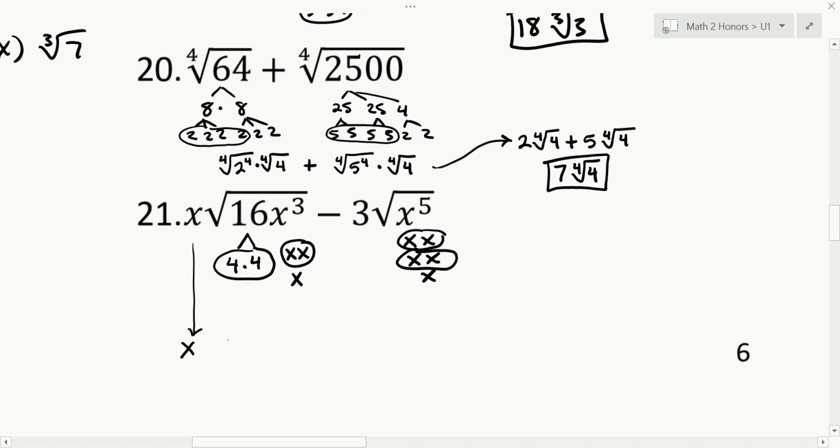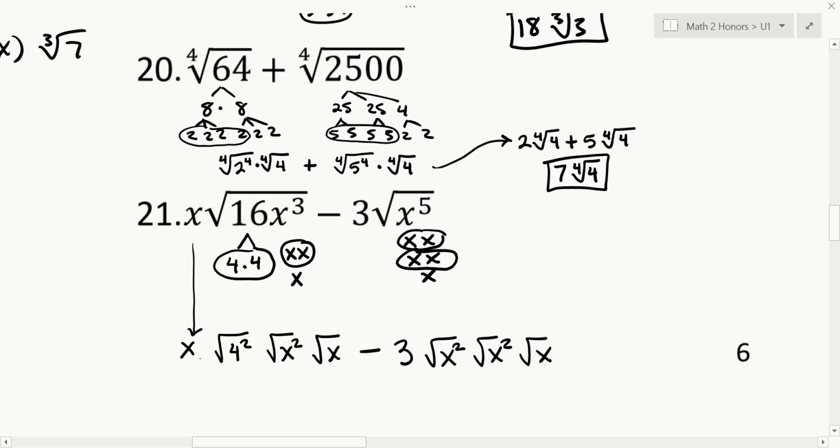I got 2 4s, so that's the square root of 4 squared. 2 x's, square root of x squared. And then 1 left over. Minus, I already had a 3 out in front. And then simplify this. So this is x times 4 times x times the square root of x minus 3 times x times the square root of x.